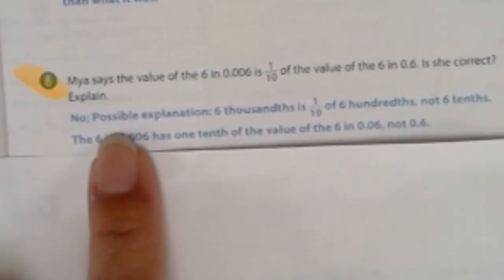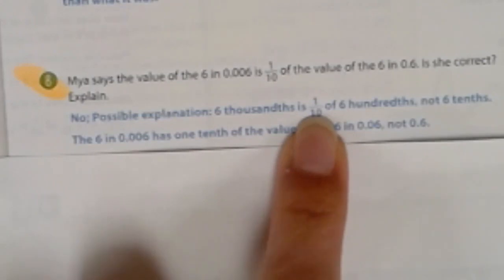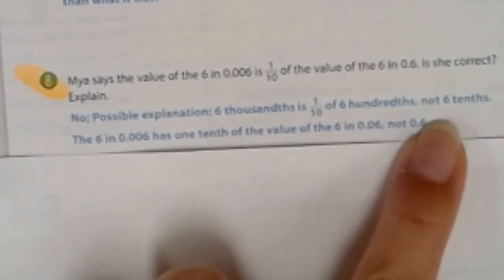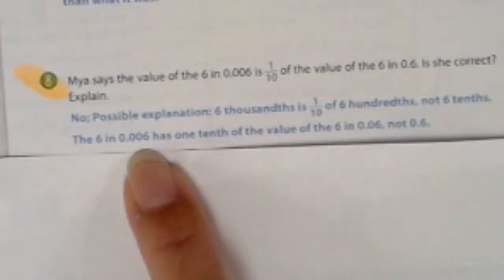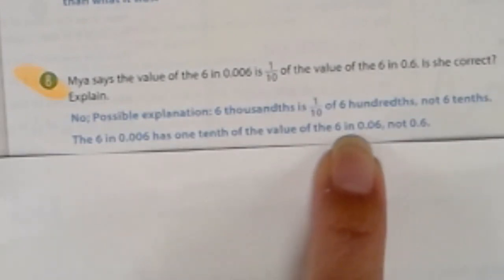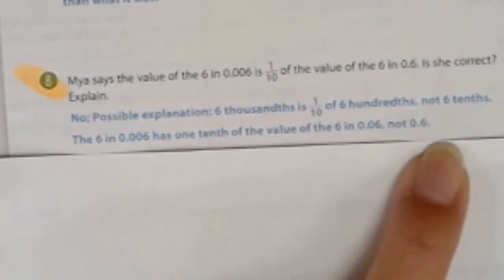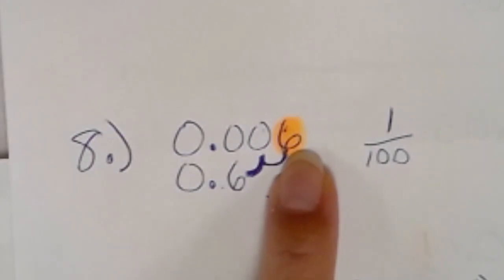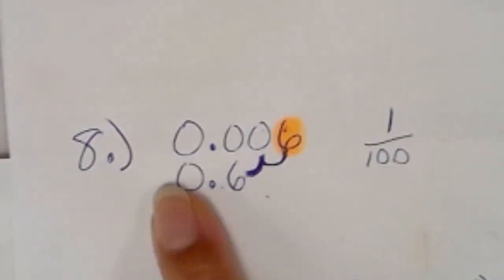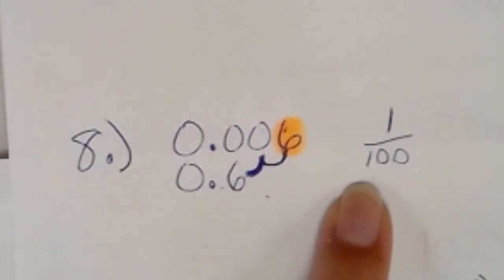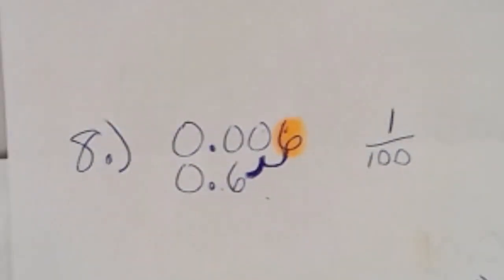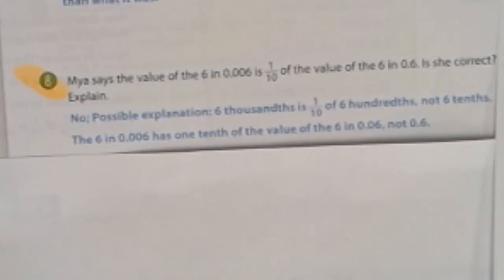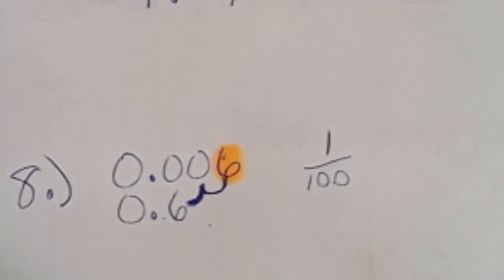No, she's not correct. 6 thousandths is 1/10 of 6 hundredths, not 6 tenths, because the 6 in the 6 thousandths has 1/10 the value of the 6 in 6 hundredths, not 6 tenths. Or you could have said that she was not correct because the value of 6 thousandths is 1/100th the value of 6 tenths. She put 1/10, but it's actually 1/100th. So you can explain it the way I just showed you that was in the book, or you can explain it by telling me that it's 1/100th the value, not 1/10 the value.